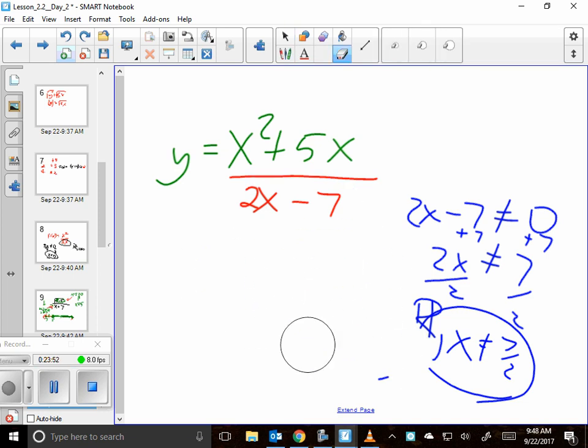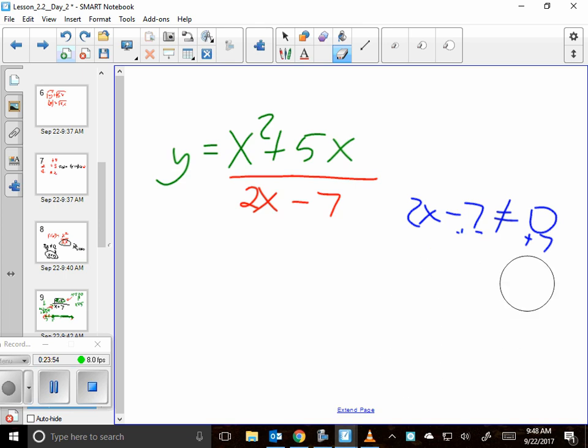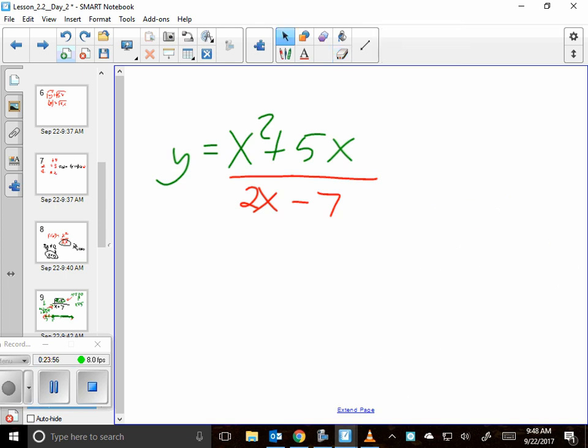All right. Last but not least, finish this sentence for me. The y-intercept is where x equals 0. If I let x equal 0, some people think, oh, then it'll crash. It actually won't. If I let x equal 0, the top will be 0, and the bottom will be what? Negative 7. Is that a problem? No, it's just 0.